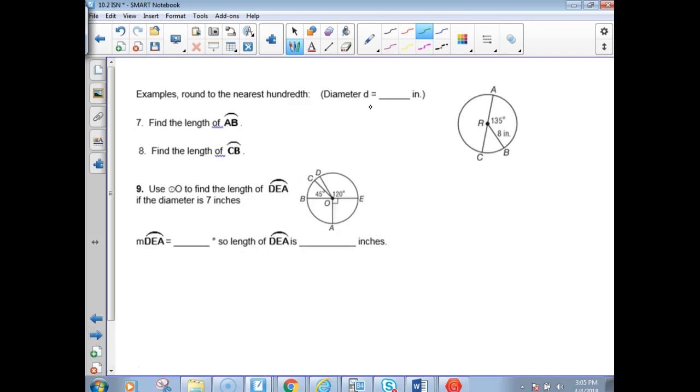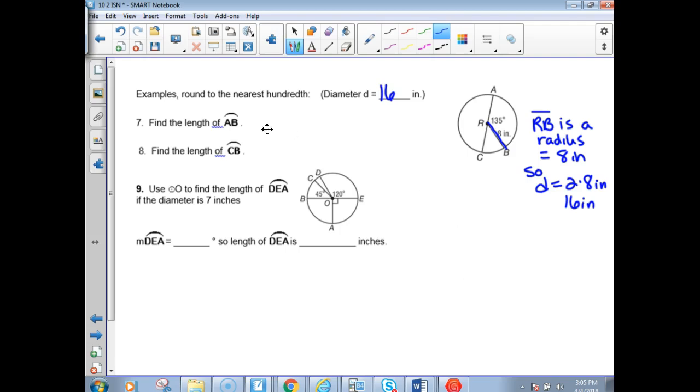So let's do one. Round to the nearest hundredth. First, I want to know what's the diameter of this circle. So I go over here and I see RB, and it's a radius, and it equals 8 inches. So what's the diameter? It'd be 2 times 8, or 16 inches. So that's what I want right there. 16 inches for my diameter.